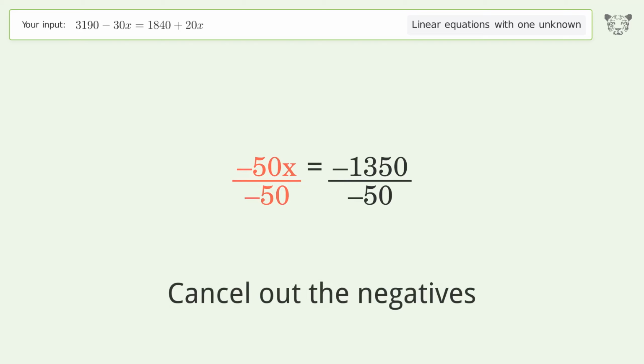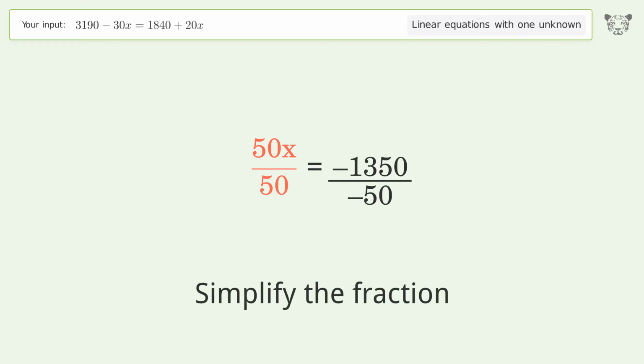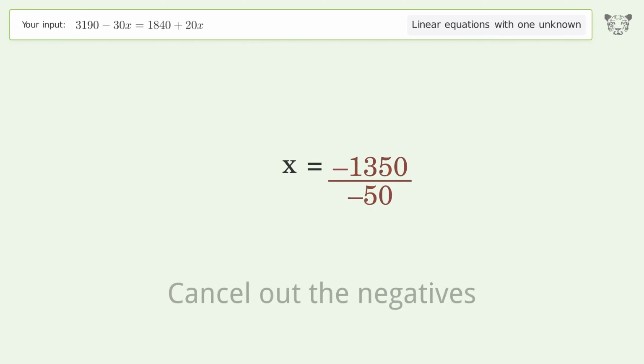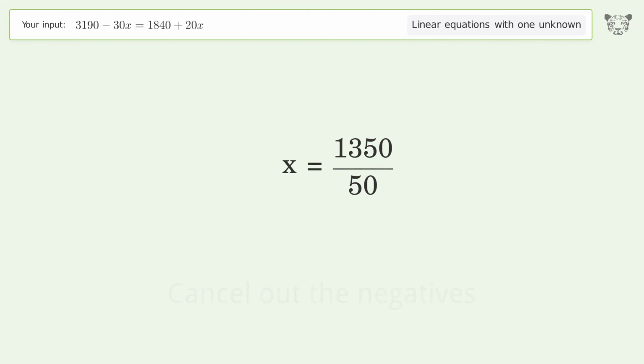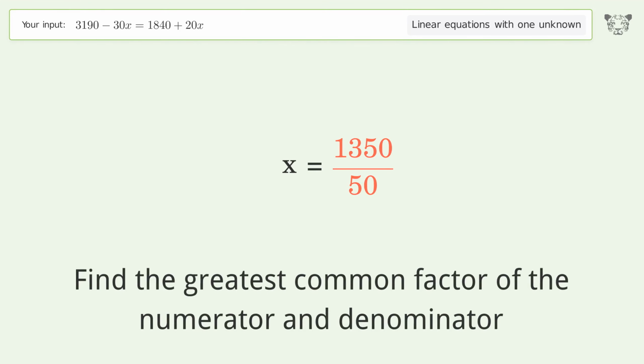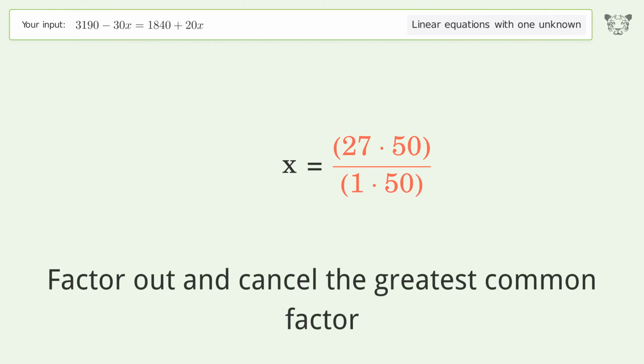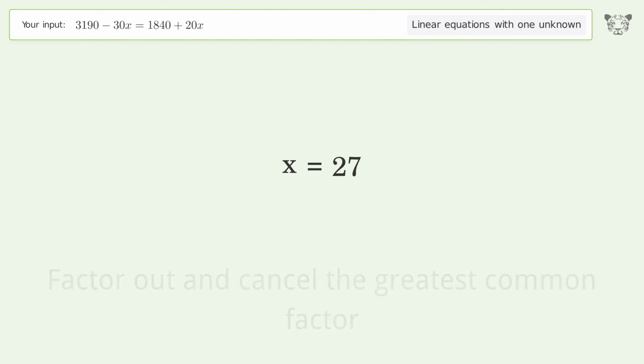Cancel out the negatives. Simplify the fraction. Cancel out the negatives. Find the greatest common factor of the numerator and denominator. Factor out and cancel the greatest common factor. And so the final result is x equals 27.